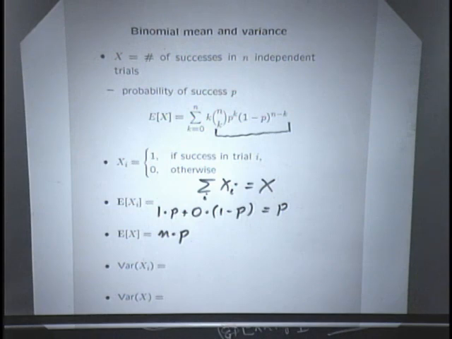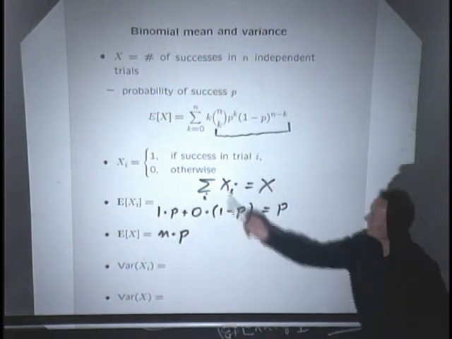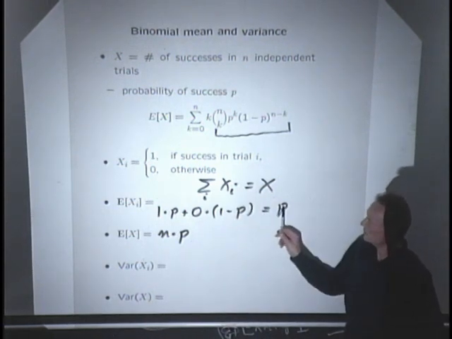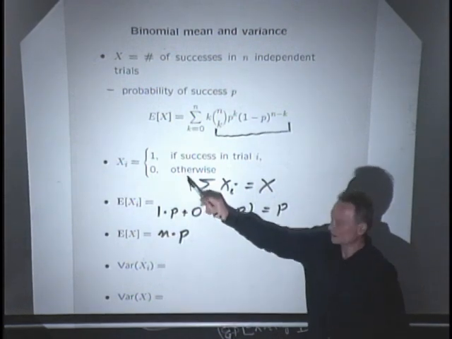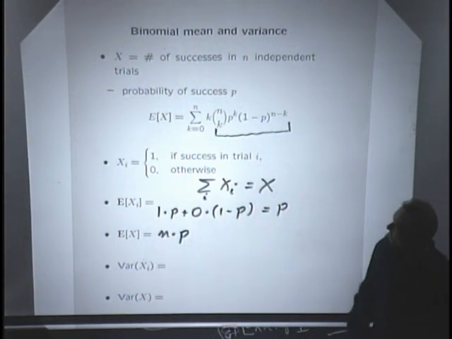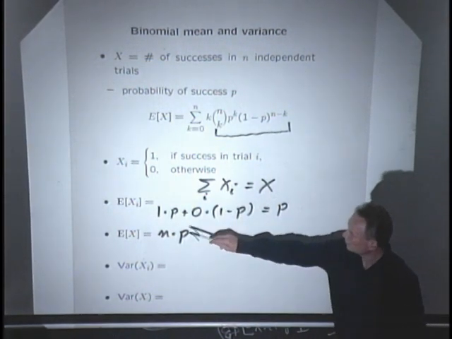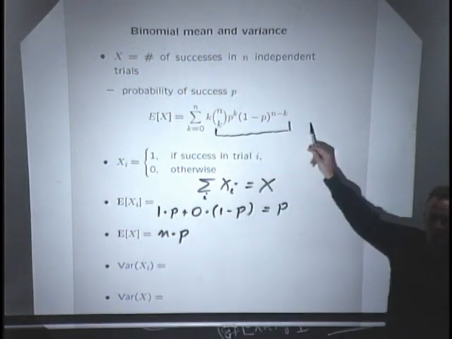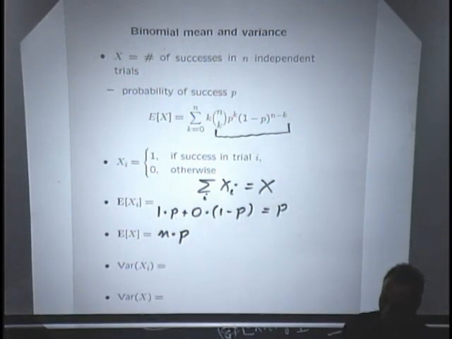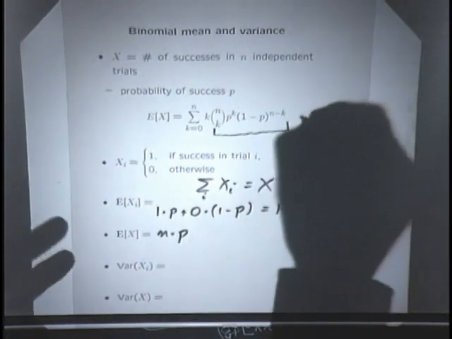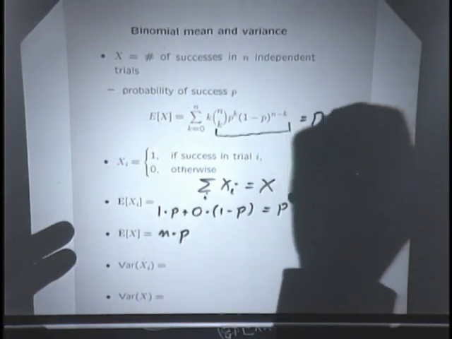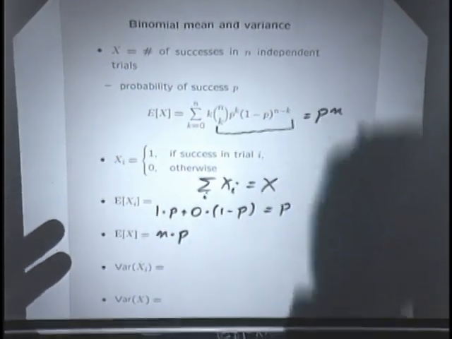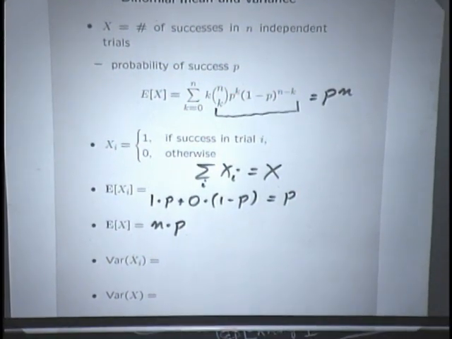Because x is the sum of n terms, each one of which has expectation p, the expected value of the sum is the sum of the expected values. So I guess that's a pretty good shortcut for doing this horrendous calculation up there. So in case you didn't realize it, that's what we just established without doing any algebra.